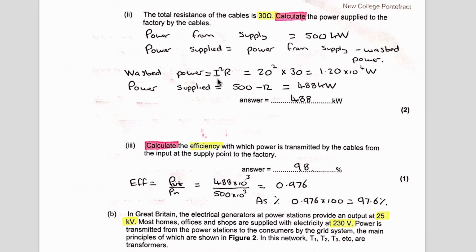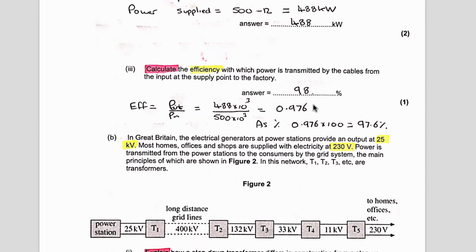So we know the current because we've just worked that out, and we know the resistance because it tells us here in the question. So the current was 20 amps, so we've got 20 squared multiplied by 30, which gives us 1.2 times 10 to the 4 watts, which is the same as 12 kilowatts. So therefore the power supplied to the factory is our starting power from the supply, which was 500 kilowatts, minus the 12 kilowatts that was wasted as heat, and so it's supplied with 488 kilowatts. There are 2 marks for this question, one for working out the wasted power and then one for actually working out the correct answer in the end.